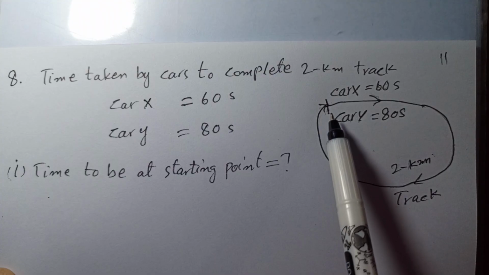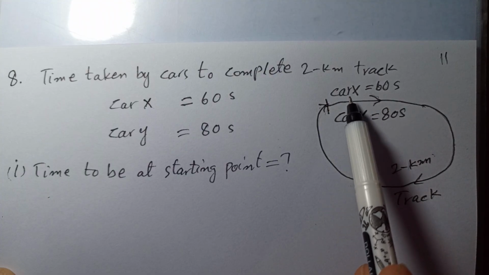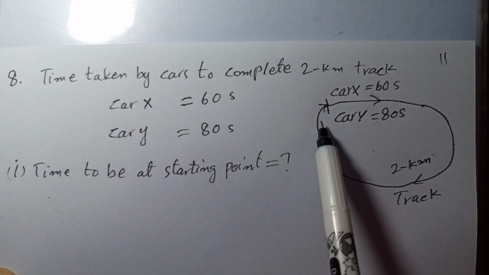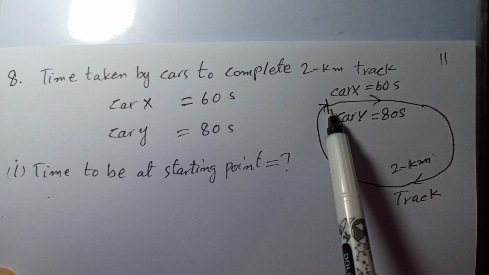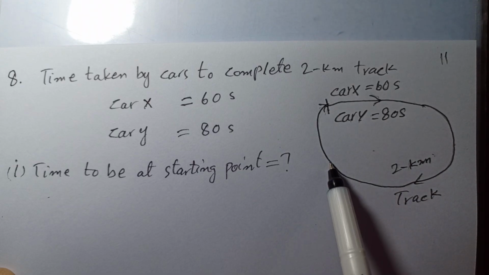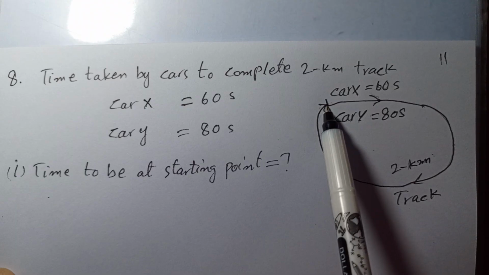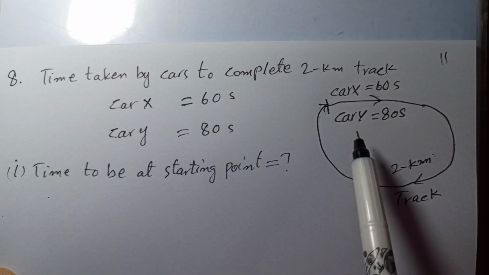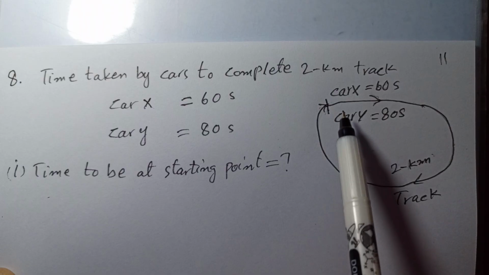Dear student, imagine that when car X reaches here the first time, car Y reaches only up to here, because car X is faster, so it will reach here, but car Y is slower and will reach here when car X reaches here.